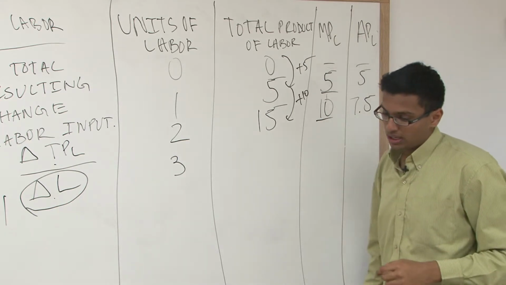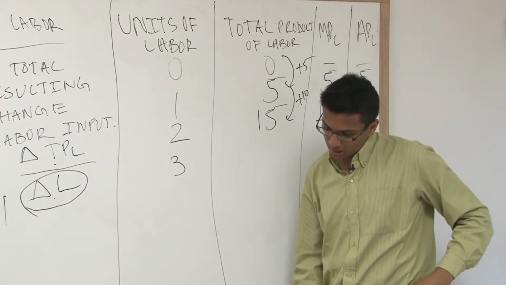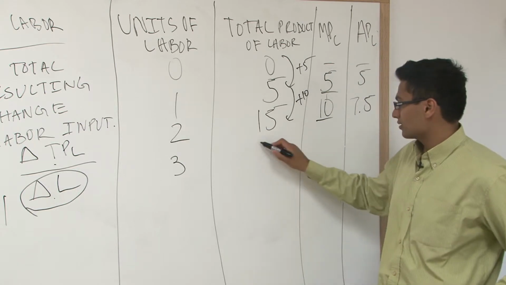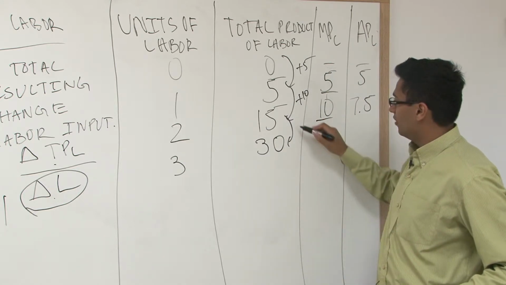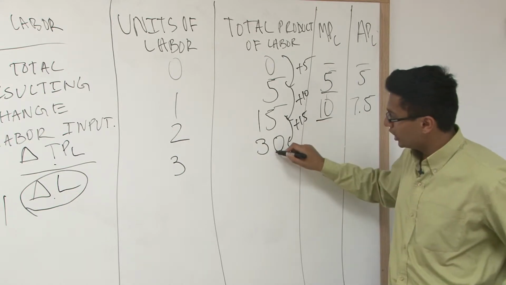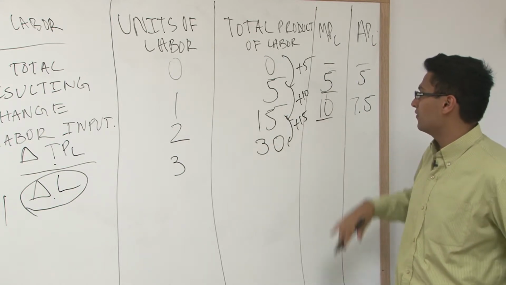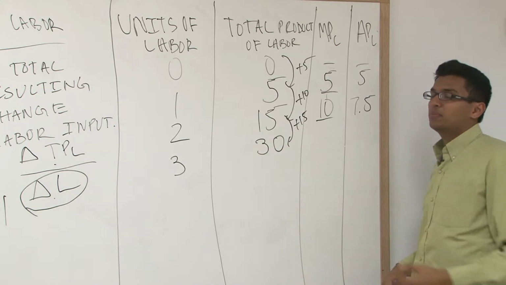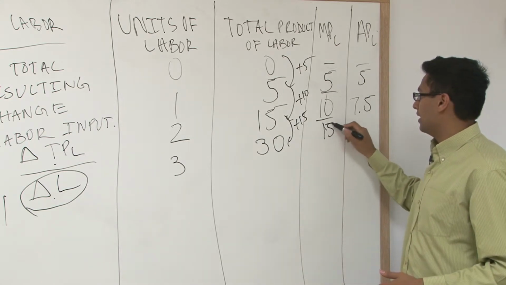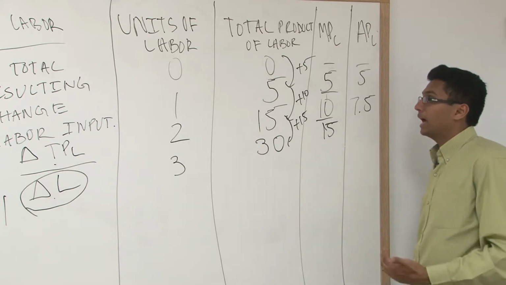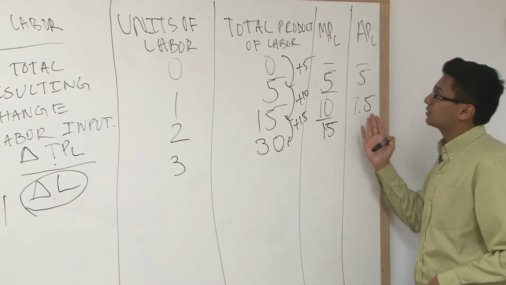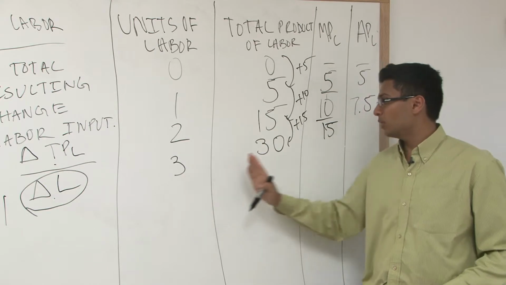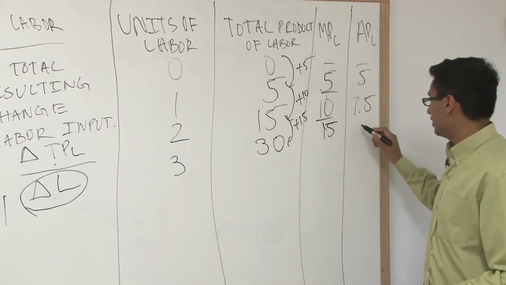All right, for the third person in my restaurant, right, we are making 30 boxes of pizza, okay? And this is an addition of 15, right? 30 minus 15 is 15. Obviously, we've added 15 to it. Again, I've divided by 1, so my MPL is going to be 15. Now, my APL, excuse me, is going to be my TPL over units of labor. 30 over 3 is 10, all right?